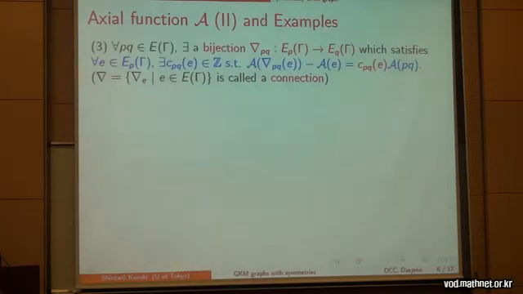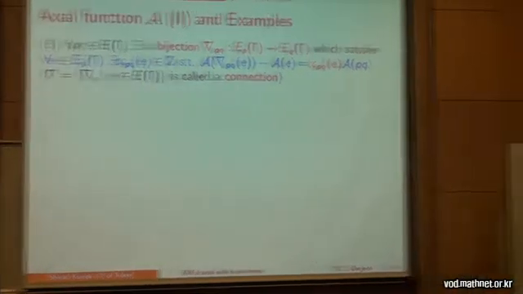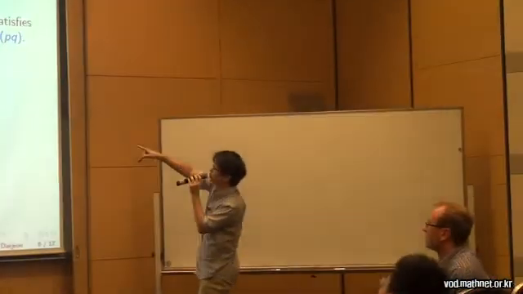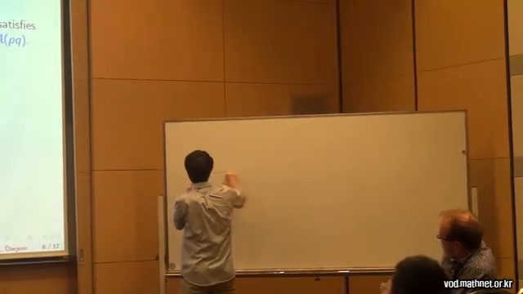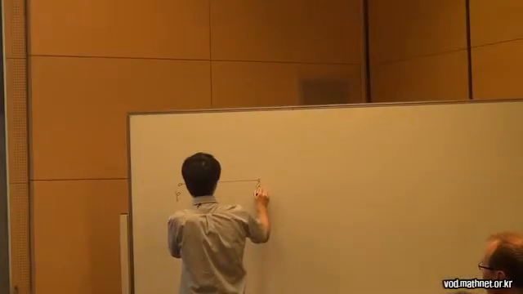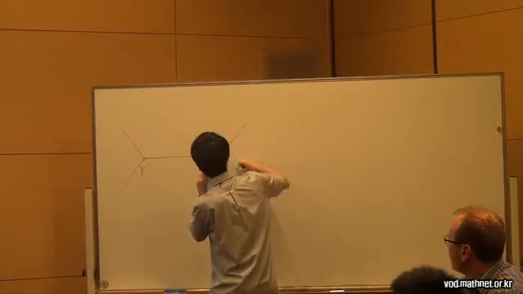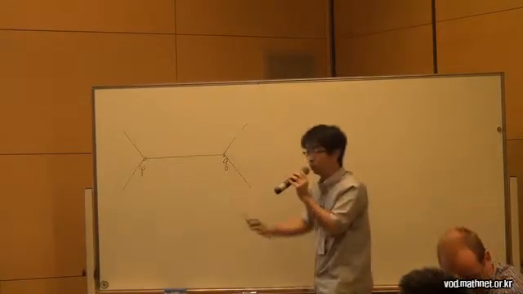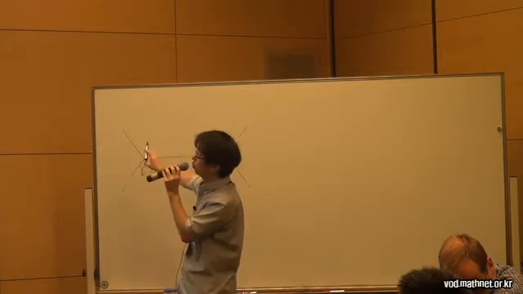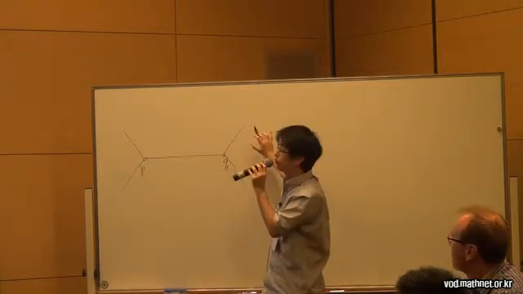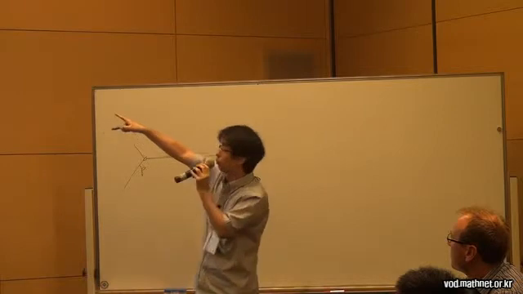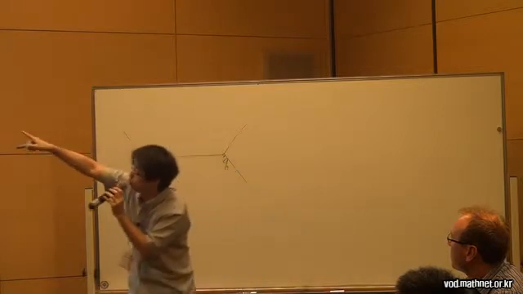And the third condition is a little bit complicated, so I will explain by the blackboard. This condition says that for any edge PQ, there exist exactly M outgoing edges from P and from Q. And then there is a bijection from E_P(Γ) to E_Q(Γ). We will denote it as nabla_PQ, and it satisfies these blue line conditions.